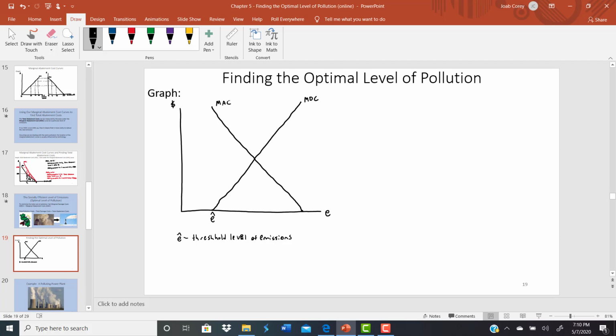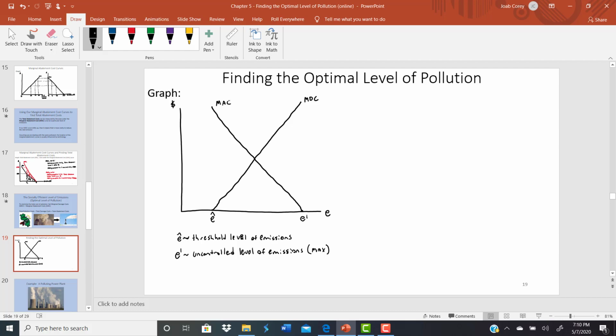And where that originates, we're going to call that E primed. And we're going to say that E primed represents an uncontrolled level of emissions, or in other words, the most emissions possible if we didn't try to control them at all. So you can think of this as the maximum amount of emissions if we didn't try to control our emissions at all.